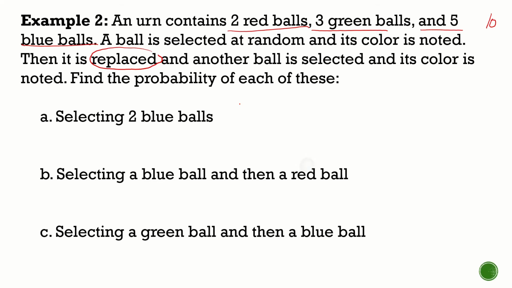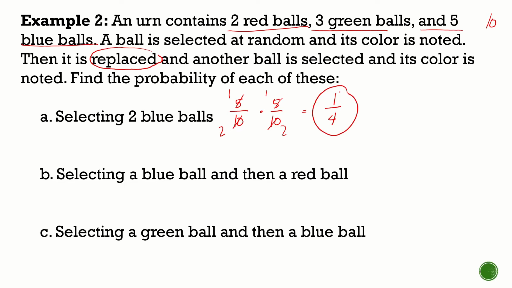So the first probability of selecting a blue ball is 5/10. Why is it 5? Because there are 5 blue balls, and 10 is the total number of balls we have here. That ball that we don't know is replaced by the same ball. So the probability of the second is still 5/10, which means it's 1/2. This is 1/2. This is 1/2. That is 1/4. So that is exactly 25%. 1 times 1 is 1, 2 times 2 is 4.